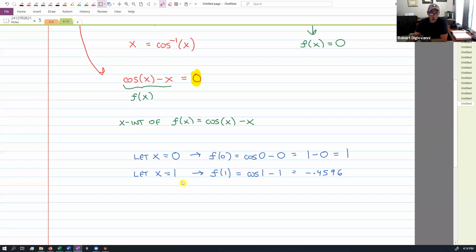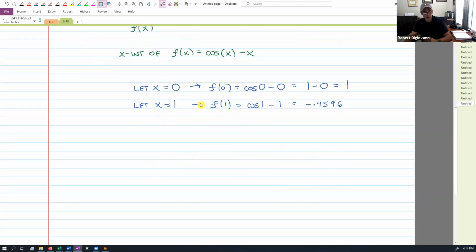So I made a guess of 0, and it spits out 1. And I made a guess of 1 and it spit out this. So I'm really hoping it'll spit out 0, right? So do I keep guessing? You go in between the two. Yeah. So something very important just happened with these two answers. One of them is positive and the other one is negative, right?